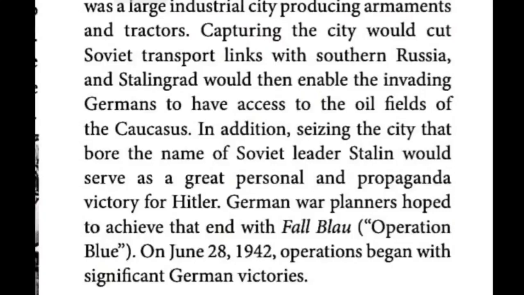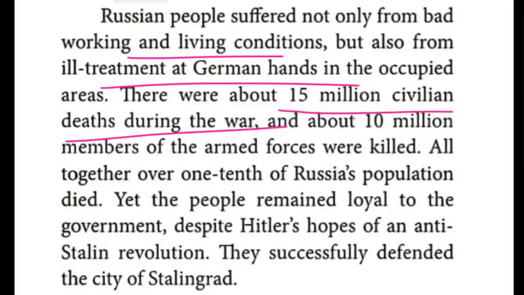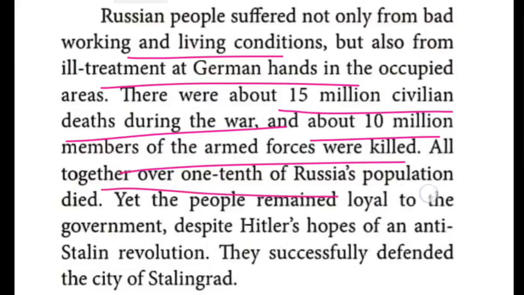Okay, the second para, what is given? Children, the Russian people suffered not only from bad working and living conditions, but also from ill treatment at the hands of the Germans. Nearly 15 million civilians and soldiers died during the war, as well as 10 million members of the armed forces. So nearly 25 million people died in Russia altogether. Over one-tenth of the population died.